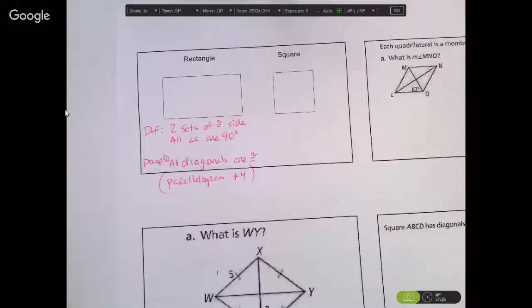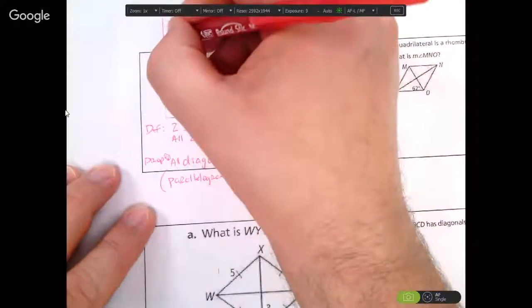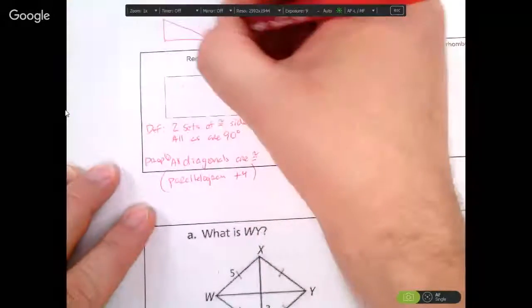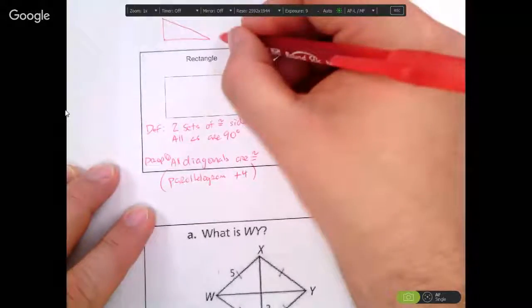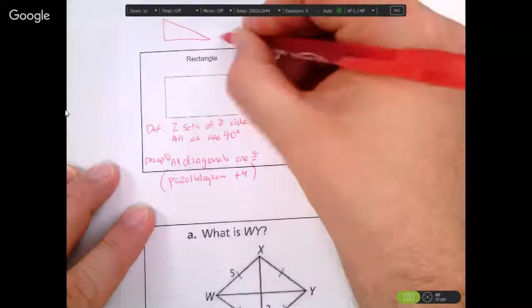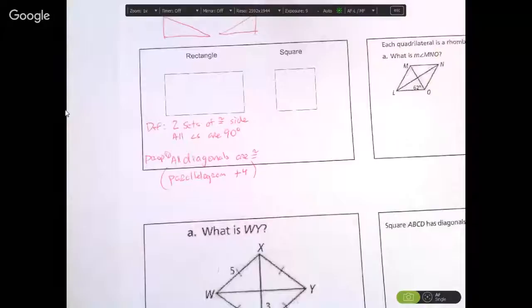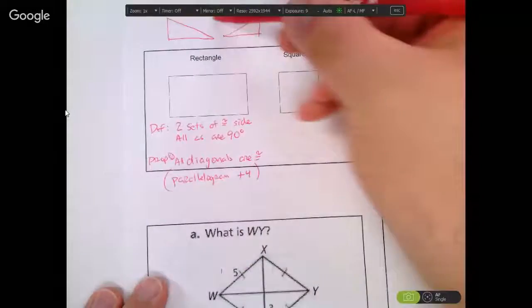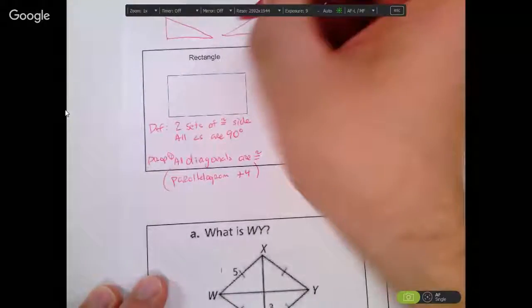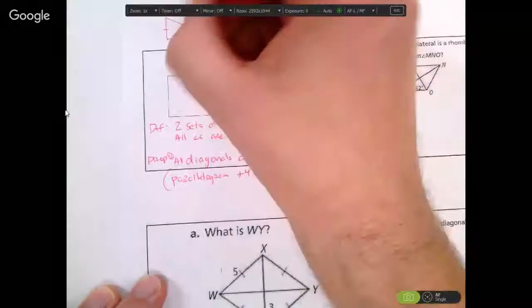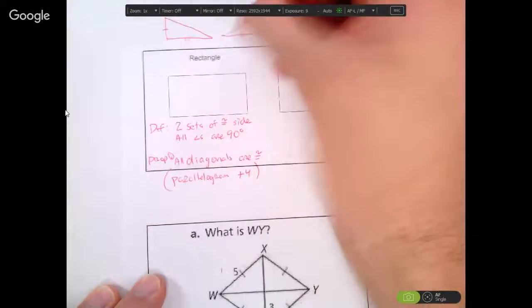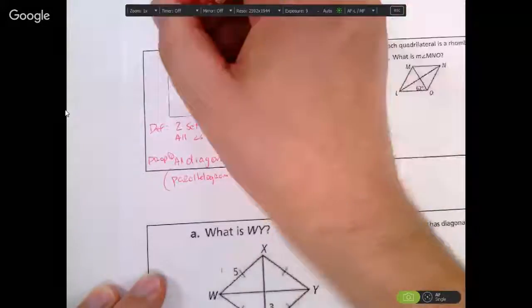I shouldn't have tried to prove that in the warm-up. I should have tried to prove that this triangle was congruent to this triangle. I tried to do this one, which was bad. Then I would have known that this is congruent to that, that's congruent to that, and that this angle is that angle.